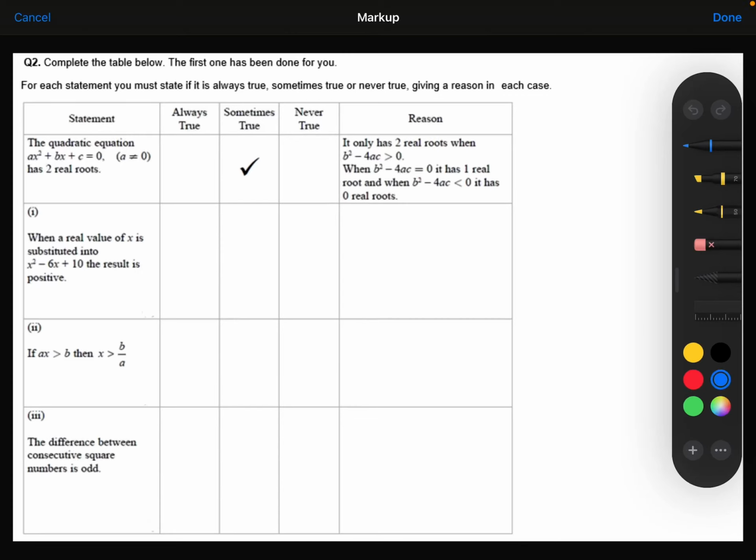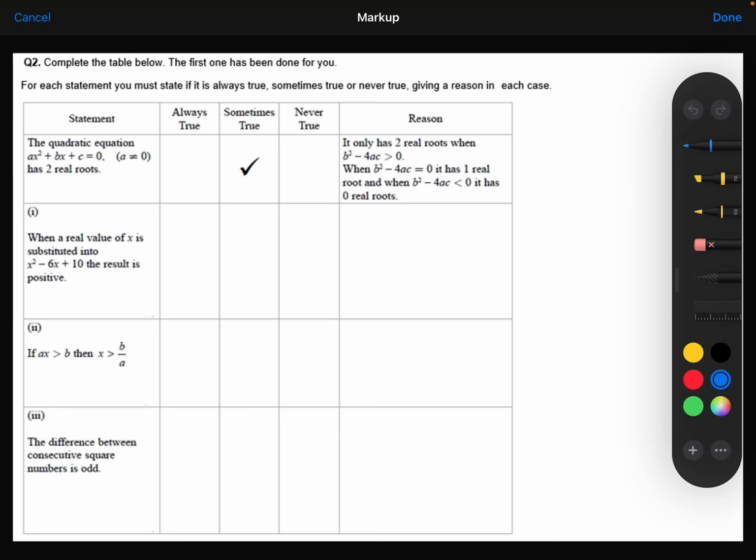Complete the table below. The first one has been done for you. For each statement, you must state if it is always true, sometimes true, or never true, and we need to give a reason in each case. So the example we've been given is that the quadratic equation ax squared plus bx plus c is equal to 0 has two real roots.